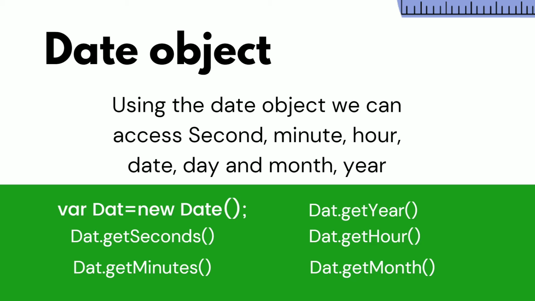Next I'm using that variable with a dot, and I'm saying getSeconds. When I use dot getSeconds, it is going to give me the seconds. Next we have dot getMinutes, which is going to give me the minutes, and dot getFullYear, which is going to give me the year. Dot getHours is going to give me the hour, dot getMonth is going to give me the month, and dot getMilliseconds is going to give me the millisecond. And this is how we access the date object in JavaScript.